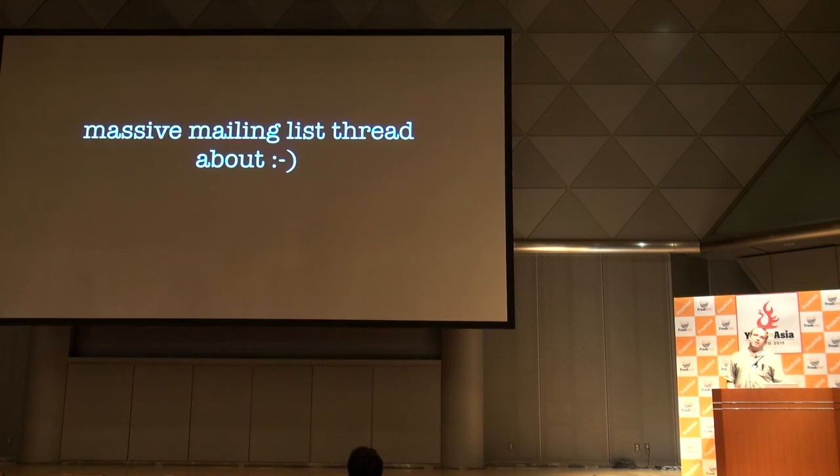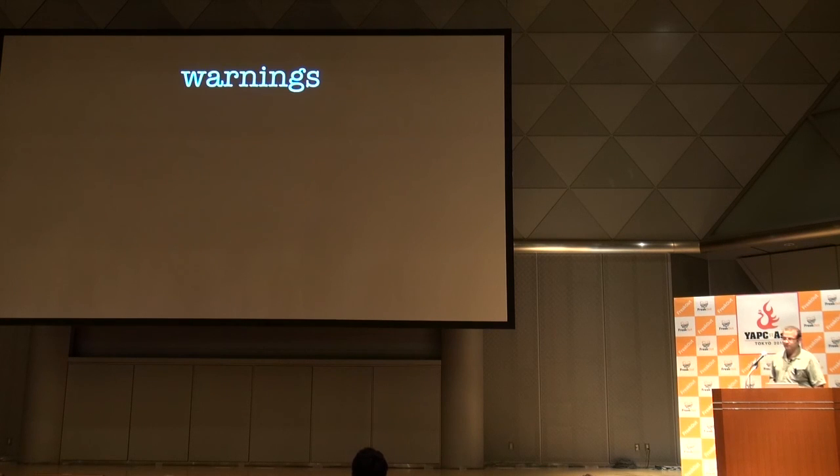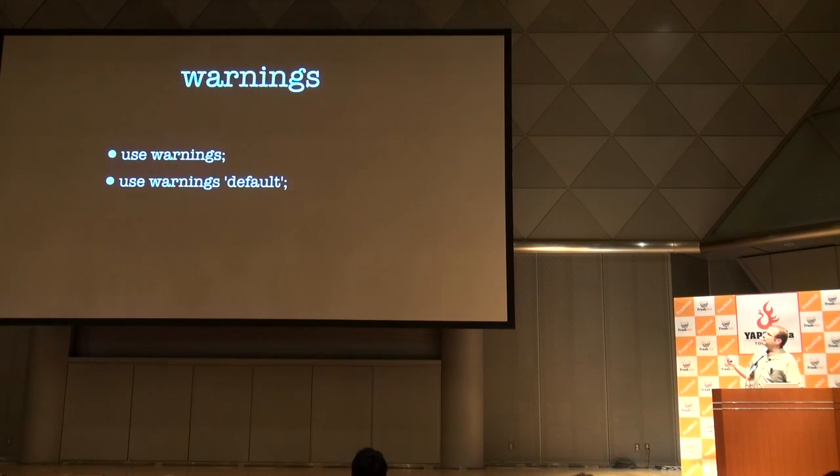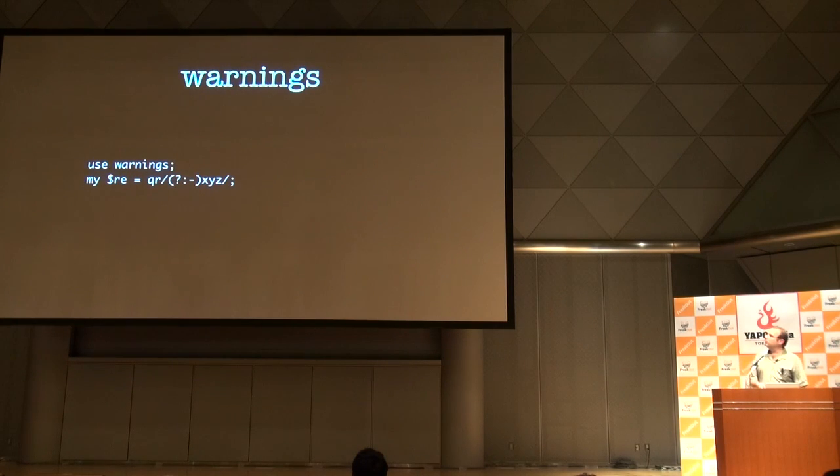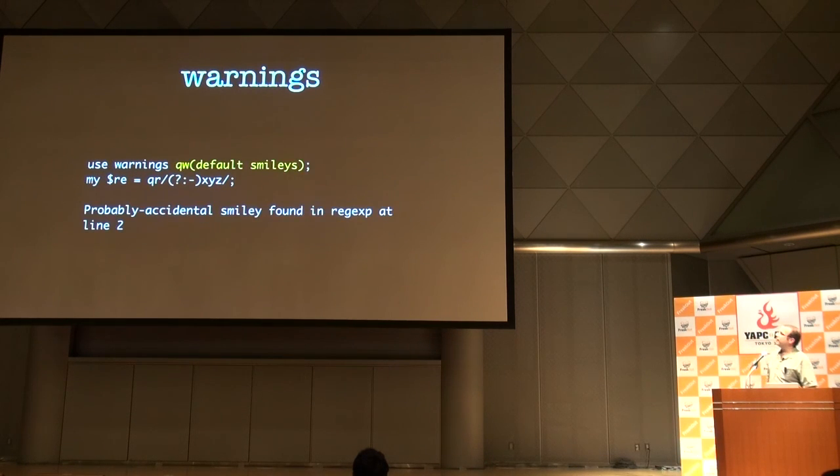So there's a big thread on the mailing list arguing about the smiley face warning. And this big mailing list thread makes everyone feel very unhappy. We don't want to argue about whether we can have new warnings. And if you turn on every warning every time, you can't really add new warnings easily. But if we change so use warnings means use the default warnings, and use warnings fatal means use the default fatal warnings, then we can add this warning. And you only get it if instead of saying use warnings, which is now default and not all, you say, I want the default warnings and the smiley face warnings. And if you want everything, you can still say everything, but don't.